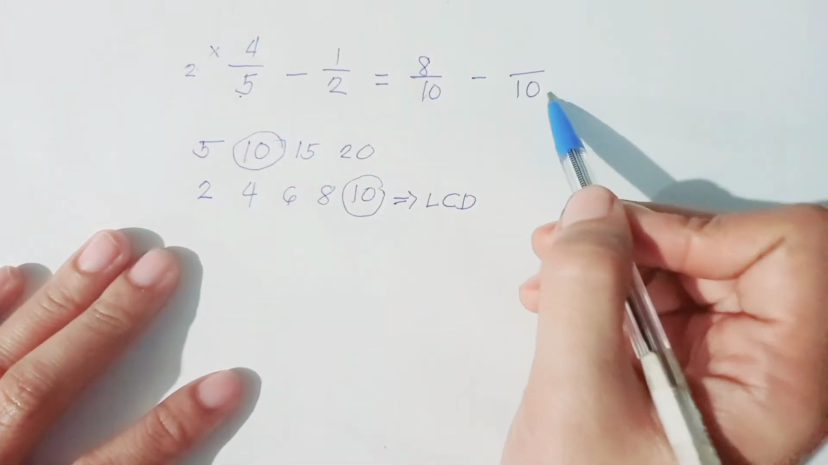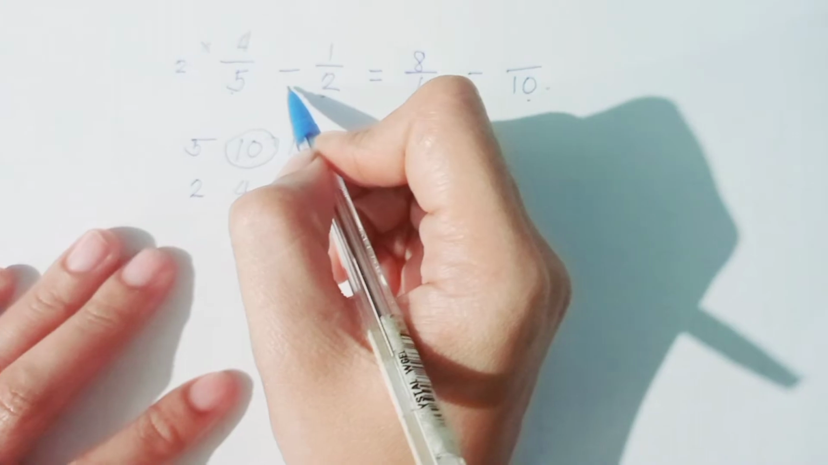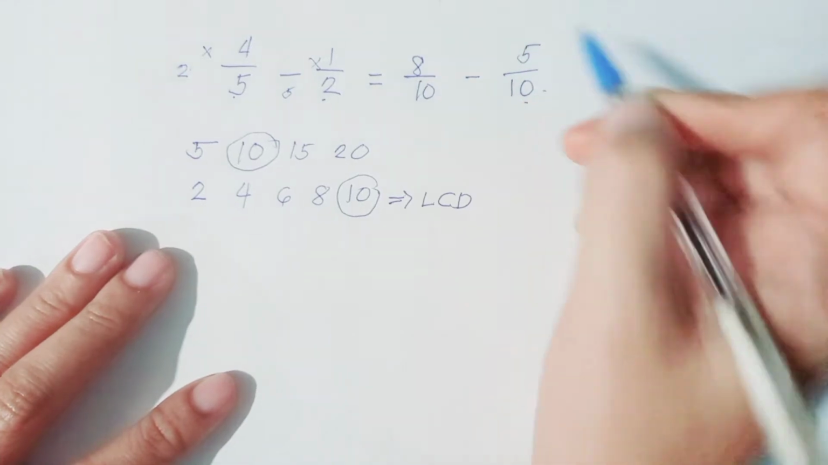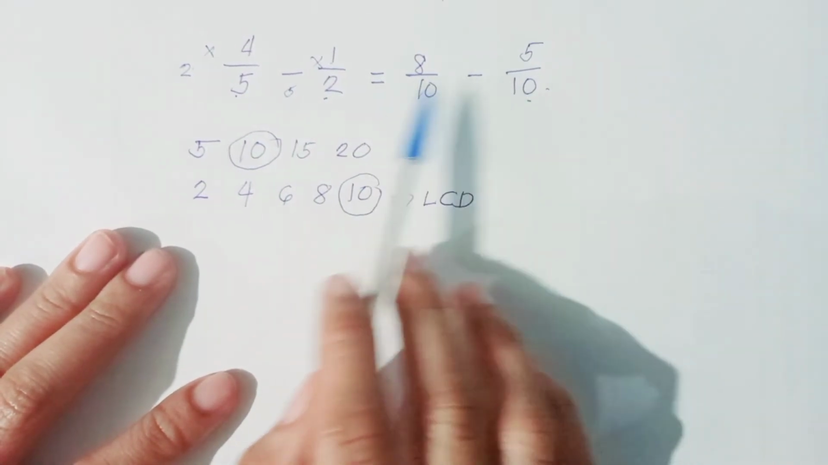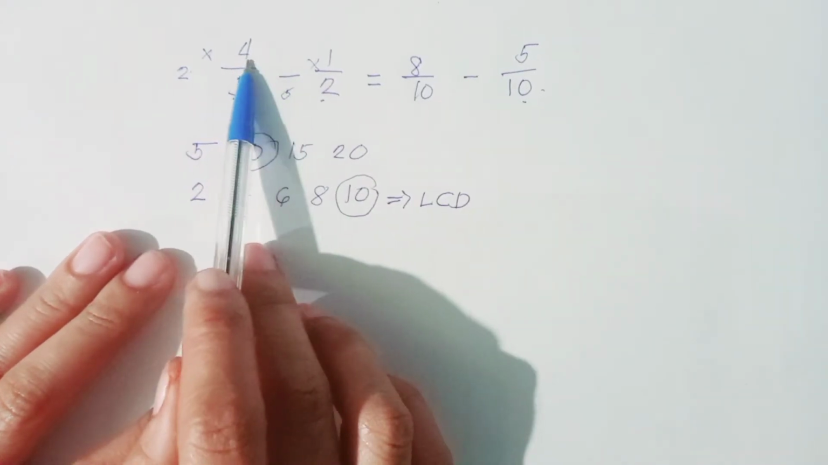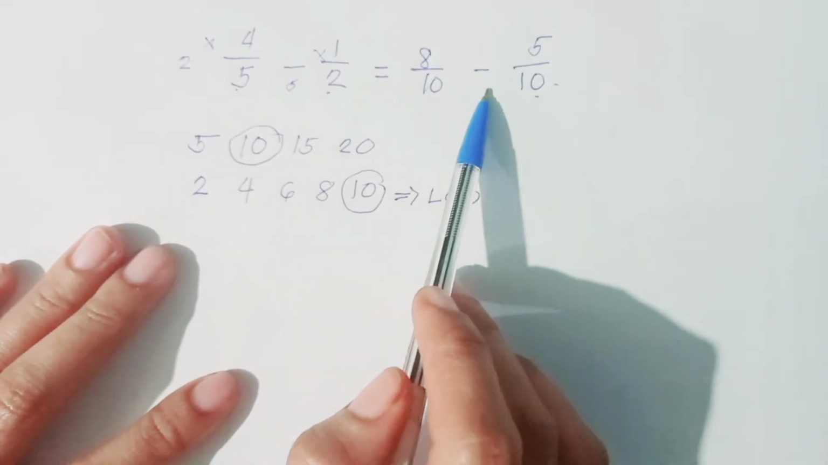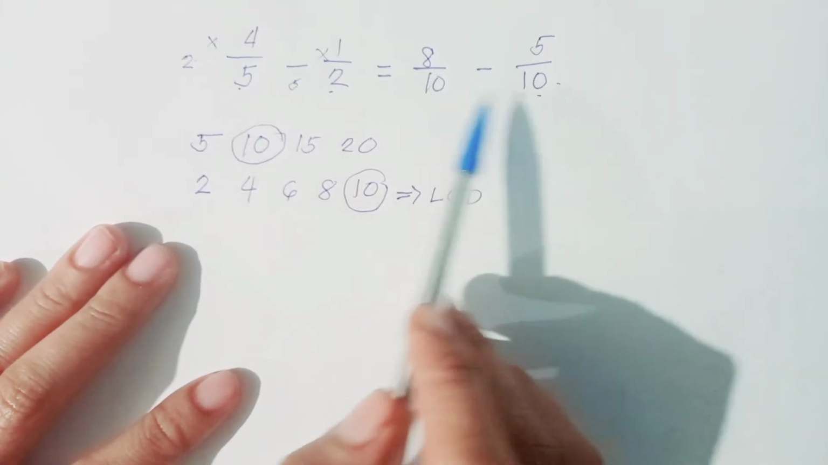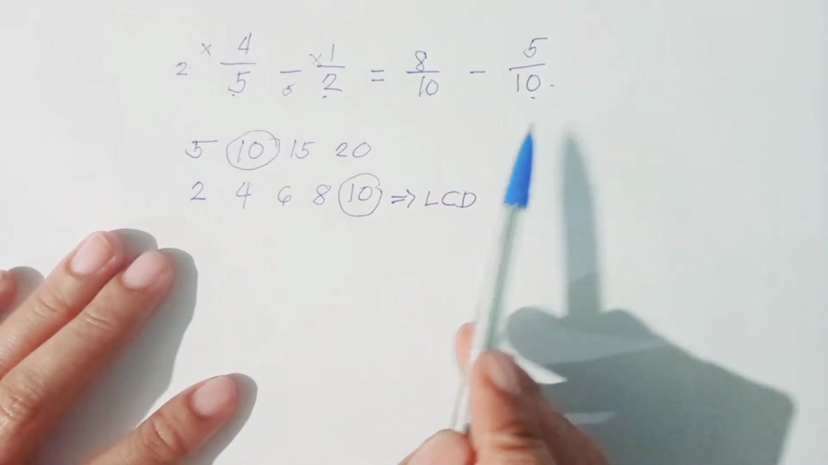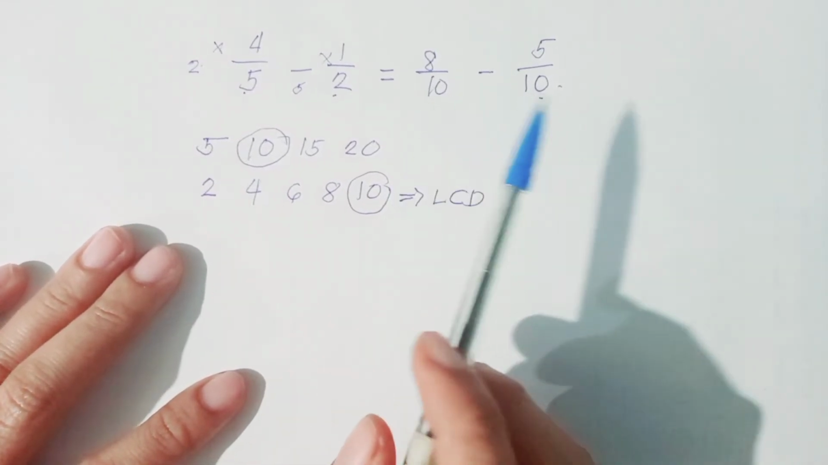Then let's do the same to the other. 10 divided by 2 is 5. 5 times 1 is 5. So we have our new set of similar fractions. From 4/5 minus 1/2, it becomes 8/10 minus 5/10. Meaning to say, they already have the same denominator and they are already similar fractions. So we can already subtract these fractions.